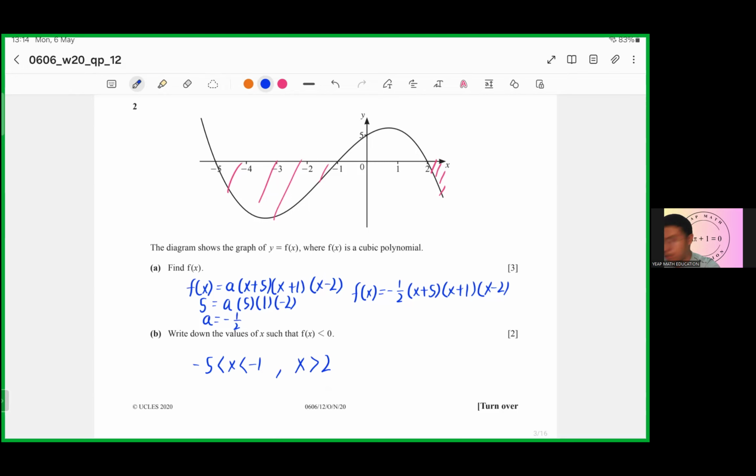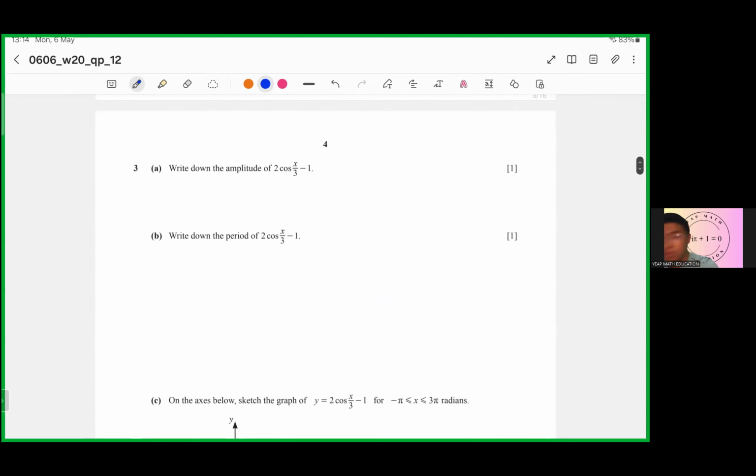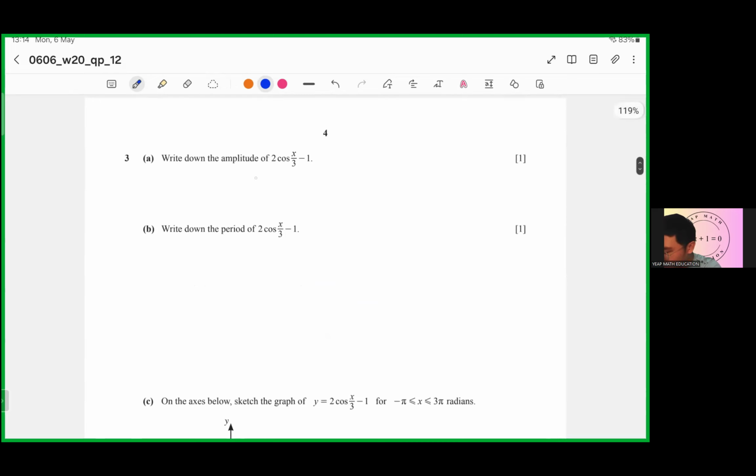Now we look at question 3. Write down the amplitude of 2 cos (1 over 3 x) minus 1. The amplitude is equal to 2. Then write down the period. As we know, the period for cos is 360 degrees, so multiply by 3, and we get 1080 degrees, or you can write 6 pi, also fine.